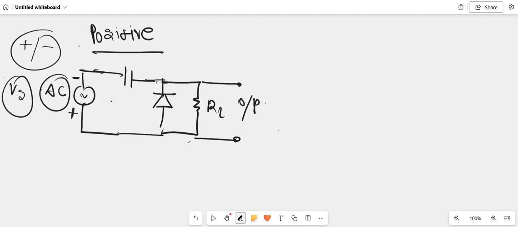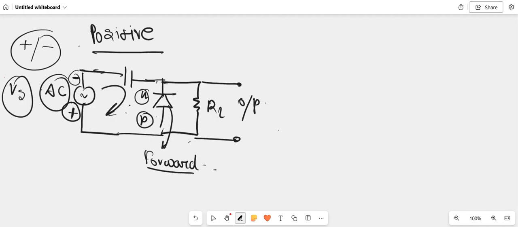During the negative half cycle, what happens? This P side is connected to the positive terminal and this N side is connected to the negative terminal. So this diode will become forward biased. As the diode becomes forward biased, current will flow within this loop. We won't get any voltage across the output.